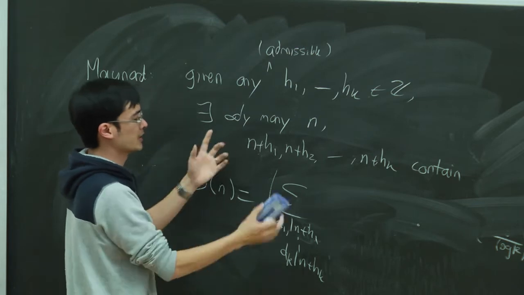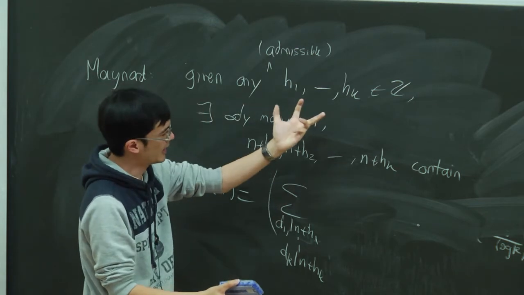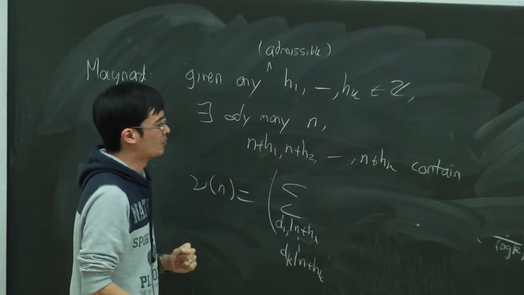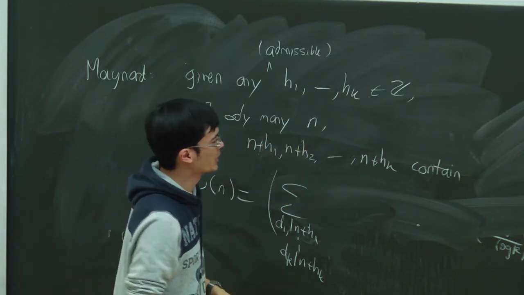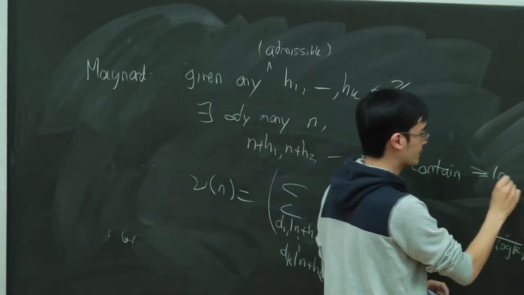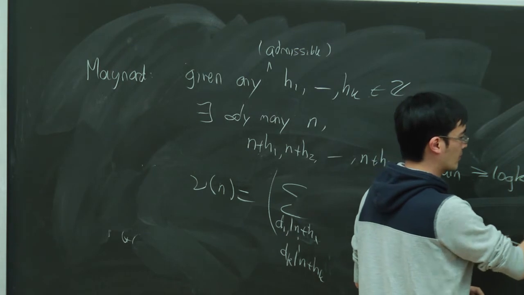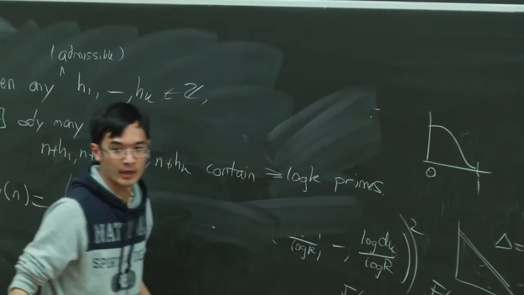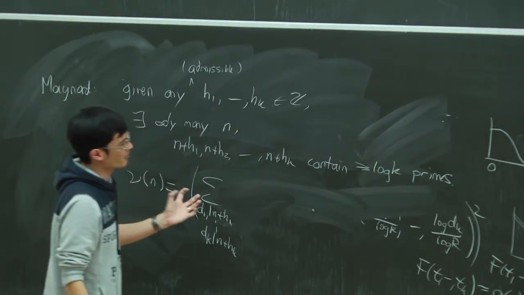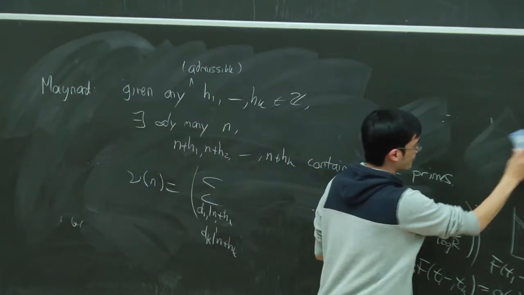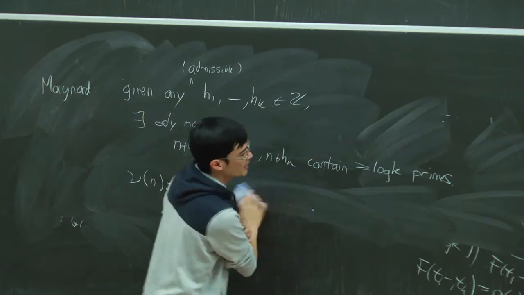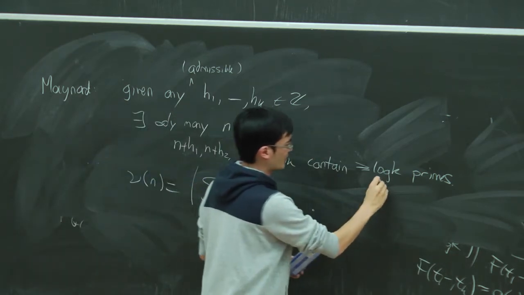But what Maynard could show is that given any k-tuple, if you shift a k-tuple by some n, you can eventually find a k-tuple which contains about log k primes. We can't guarantee all k of them are prime, but we can guarantee quite a lot of them being prime. And this is what comes out of the method. There's a minus a big O of 1, but okay.